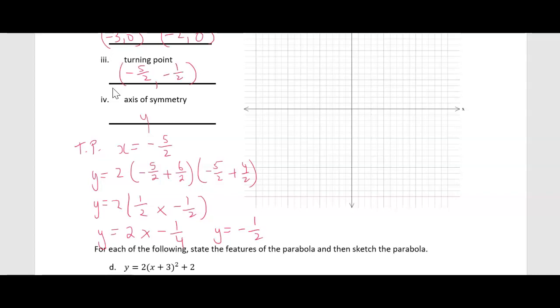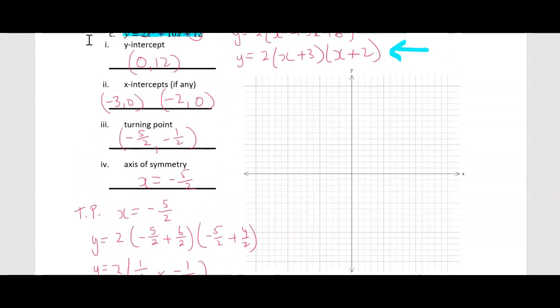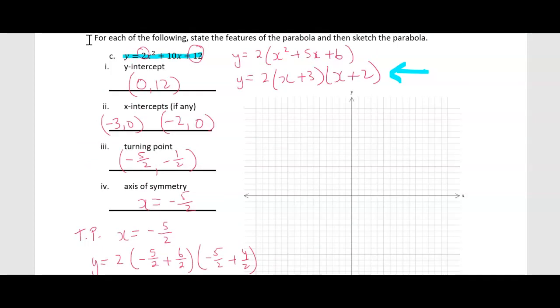And your axis of symmetry is x equals negative 5 on 2. All right, so let's plot those points. So we've got a y-intercept at 0, 12, which is going to be all the way down here. Negative 3, negative 2.